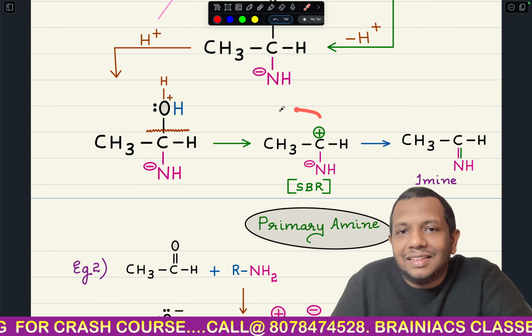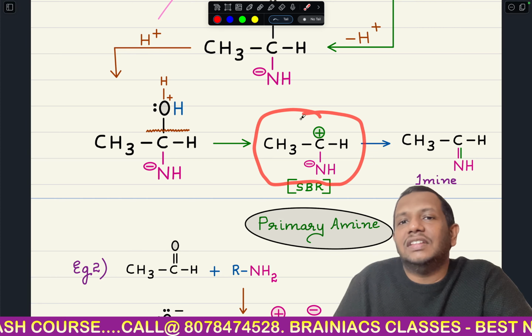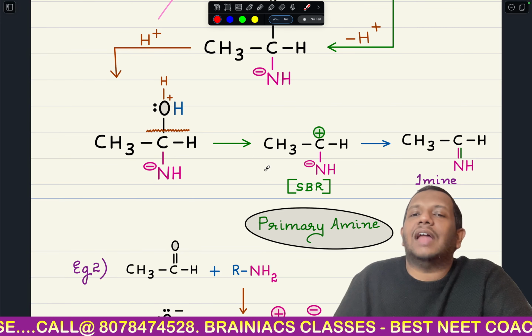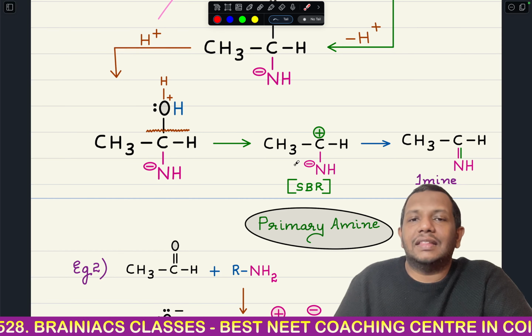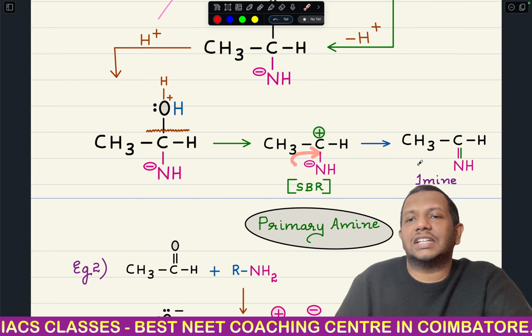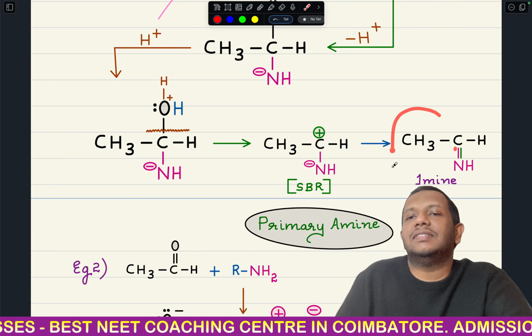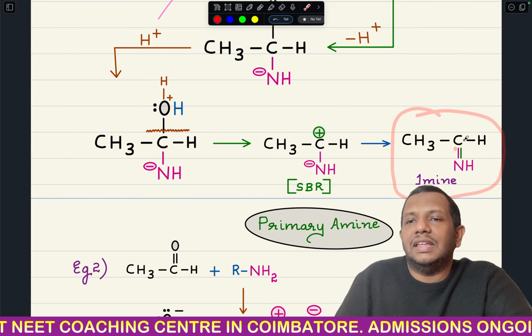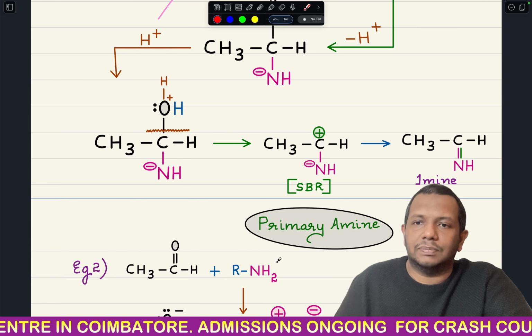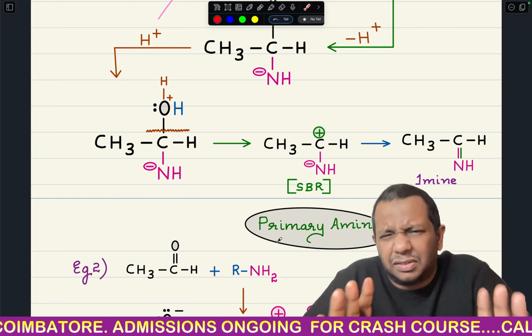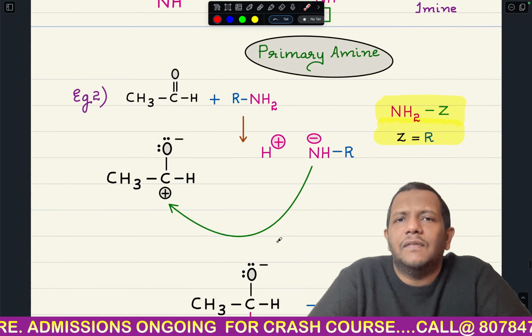Now I can say this is stabilized by resonance. That's why this is moving forward like this. Negative charge, single bond, positive charge. The negative charge will move towards the positive charge and a double bond will be created. And this is my product. We can easily say carbon double bond nitrogen, and this product is called imine. Understood? Very simple. The same thing we are going to do with the next one, with the primary amine.